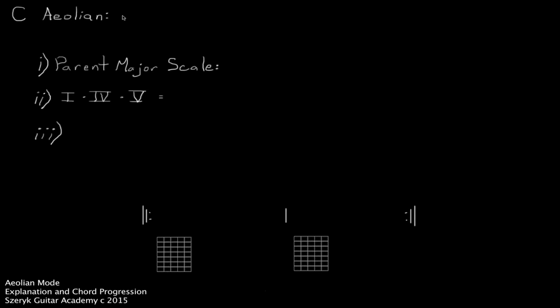Today's topic is Aeolian Mode and constructing its modal chord progression. Aeolian Mode is the sixth mode of the major scale. Its formula is root, 2, flat 3, 4, 5, flat 6, flat 7, and root. There are two reasons why you want to know the formula. Number one is to construct the mode, and number two, for your improvising and compositions.